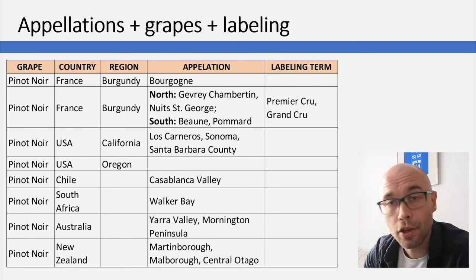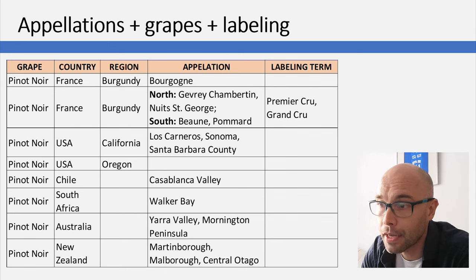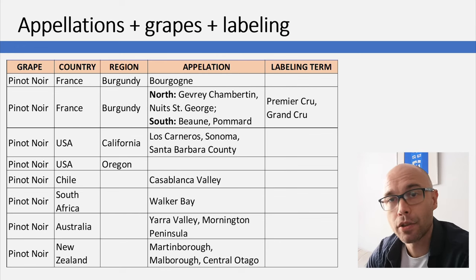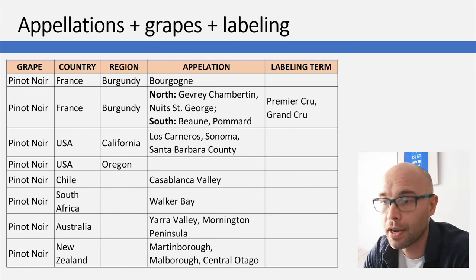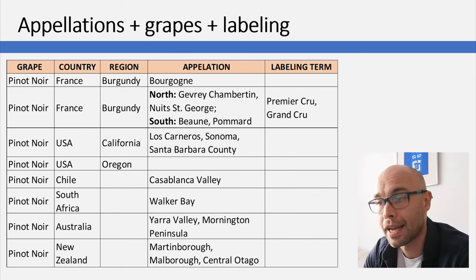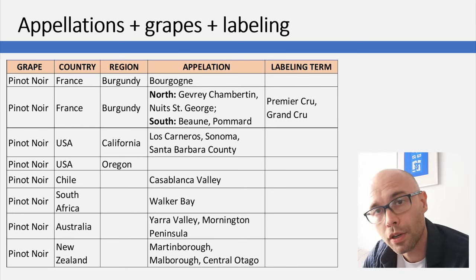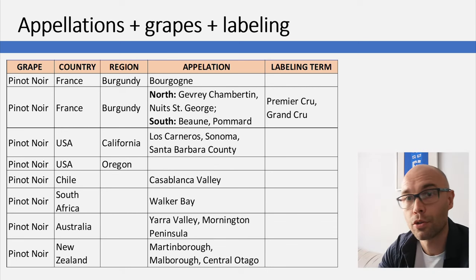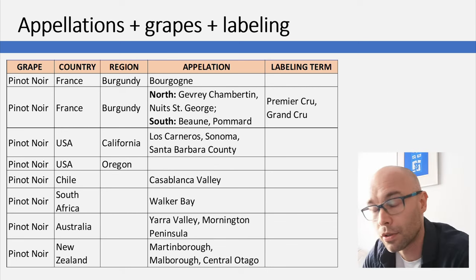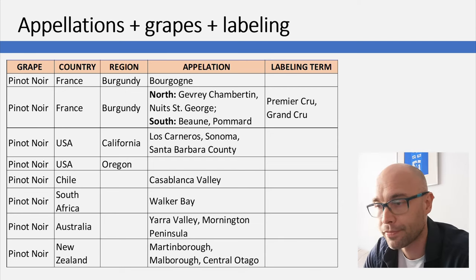Chile, Casablanca Valley, also on the coast, one of the coolest appellations in Chile. Walker Bay in South Africa, also on the coast, one of the coolest areas in South Africa. Australia, Yarra and Mornington Peninsula, also in the south. Yarra Valley is also at a little bit higher altitude, and Mornington Peninsula is on the coast, which has a cooler climate than regions inland.